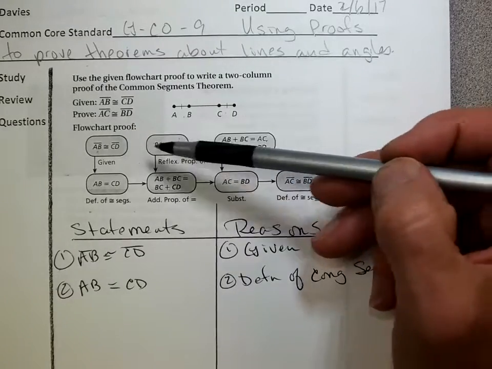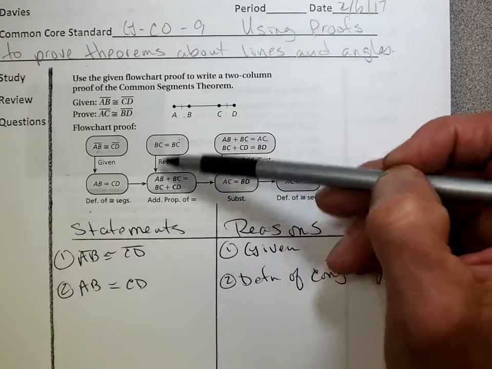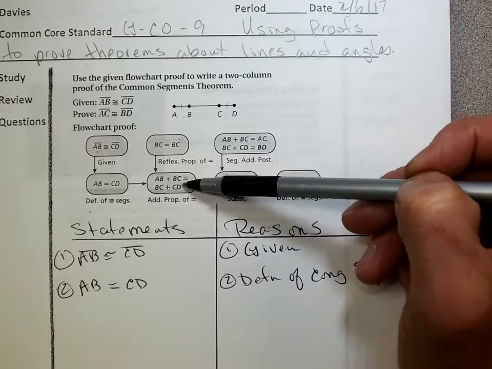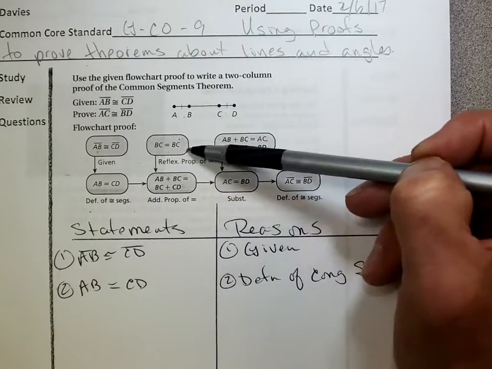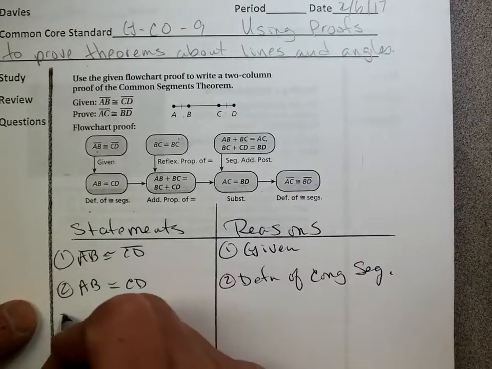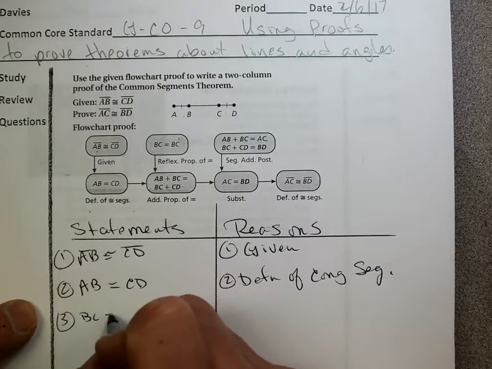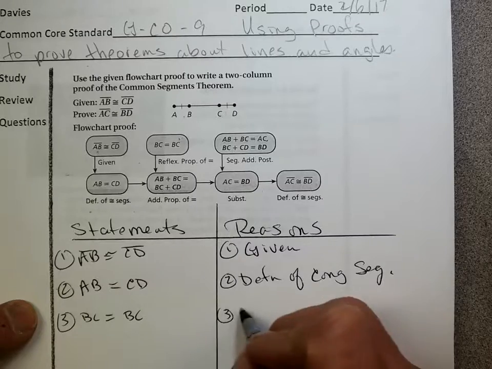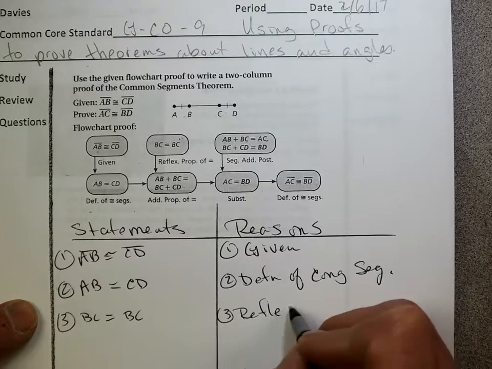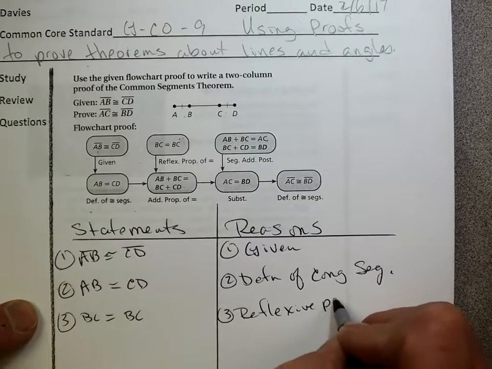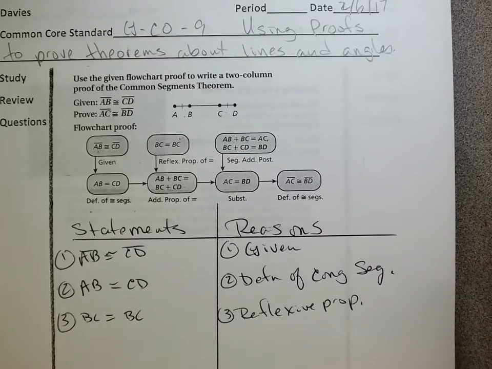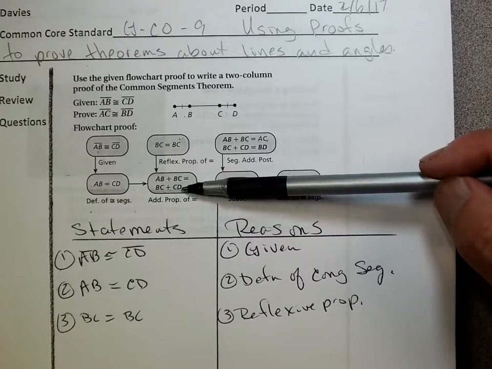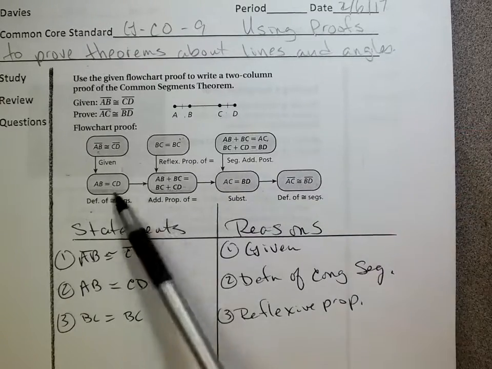Since it could go straight across or straight down, I'm going to take what's above it. We'll go to step three. I'm going to say BC is equal to BC, and that's the reflexive property. The flow chart gives us that, and then you can see the arrow comes down to the next step. This has to be step four, because all the arrows are going to it.